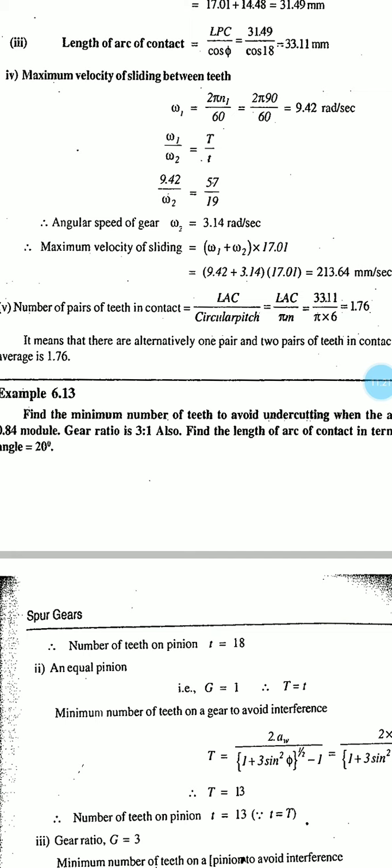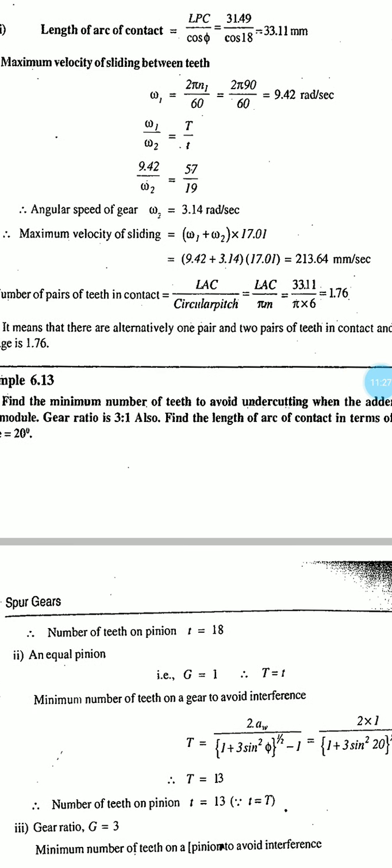Then maximum velocity of sliding equals omega 1 plus omega 2 into 17.01. So 9.42 plus 3.14, since the omega 1 and omega 2 values are already known, you substitute that into the path of approach already calculated, 17.01, and you will get 213.64 mm per second velocity, right?